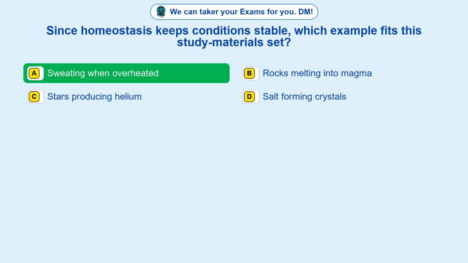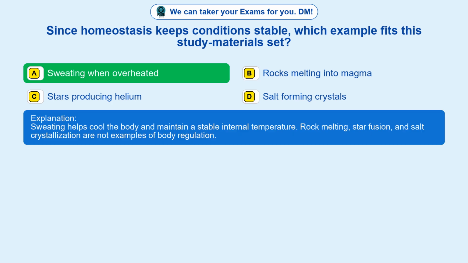Sweating when overheated. Sweating helps cool the body and maintain a stable internal temperature. Rock melting, star fusion, and salt crystallization are not examples of body regulation.